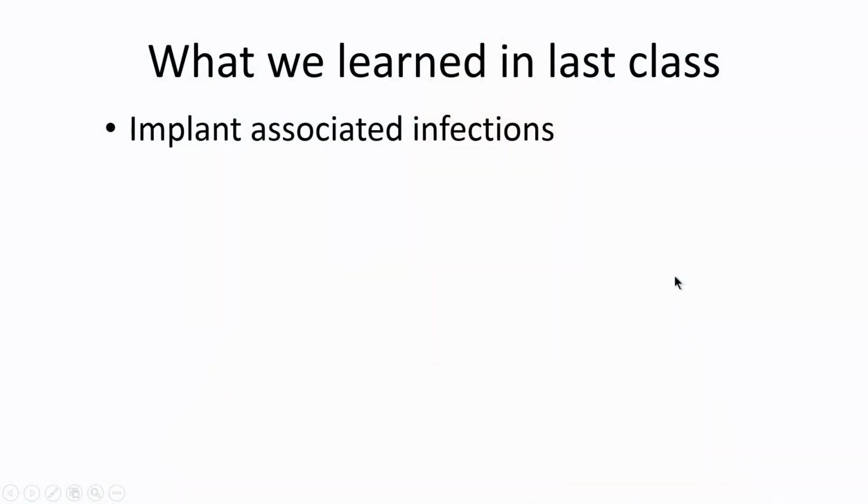So, we are right now talking about implant associated infections. Just a quick recap of what we discussed in the last class on this topic. Implant associated infections are a big problem. Depending on what type of implants and what applications, quite a lot of them get infected. We learned that anything between 1% to 50% can be the infection rate, and some of them can lead to mortality because of the infections. So, it is a serious problem.